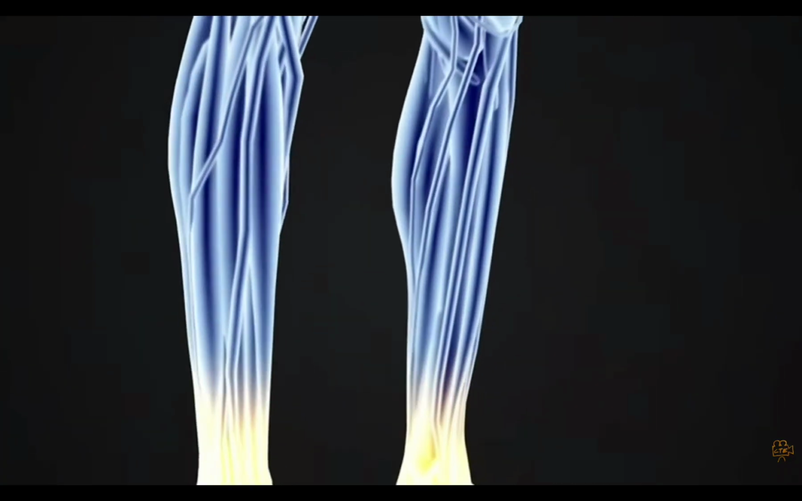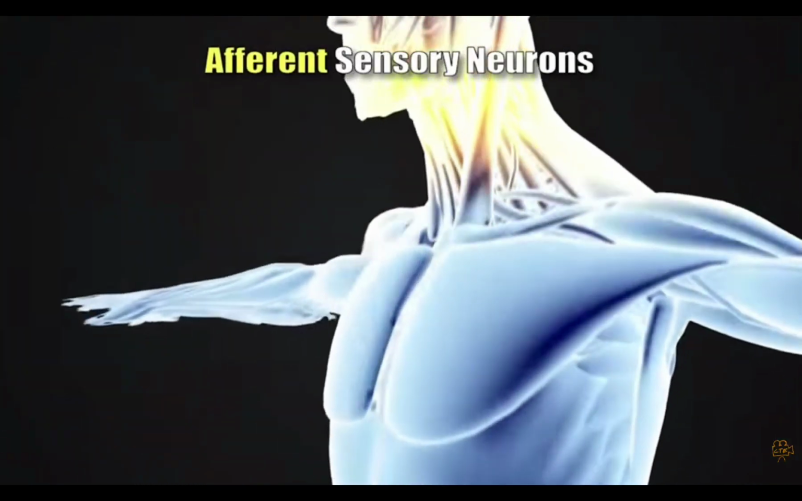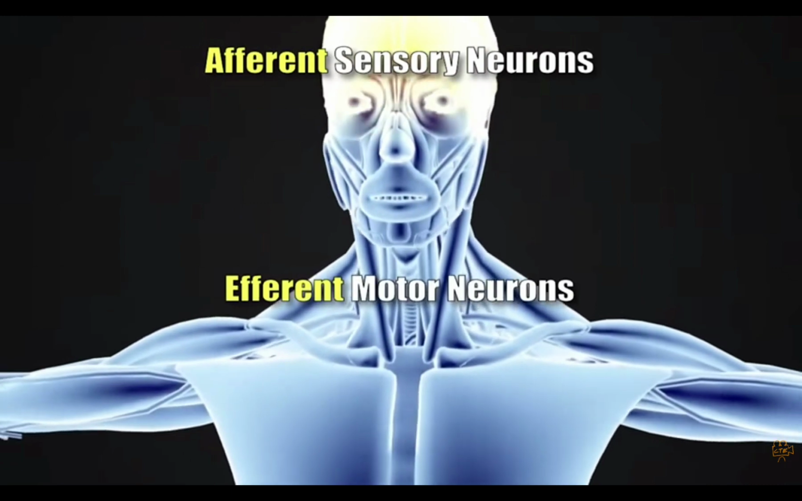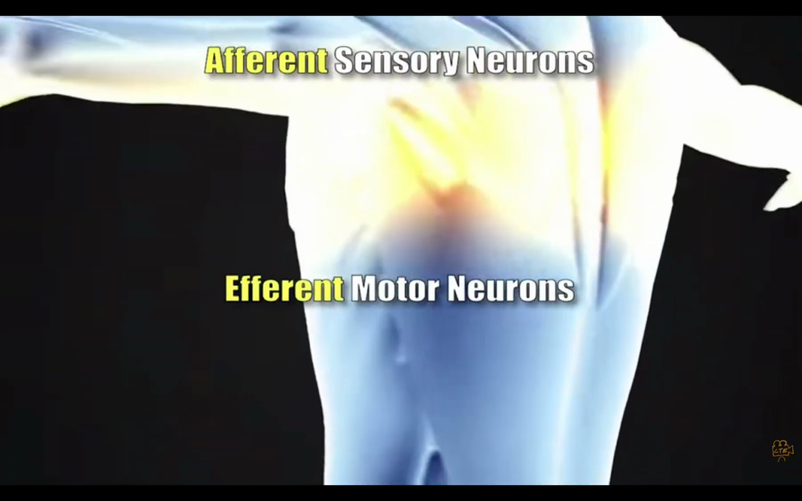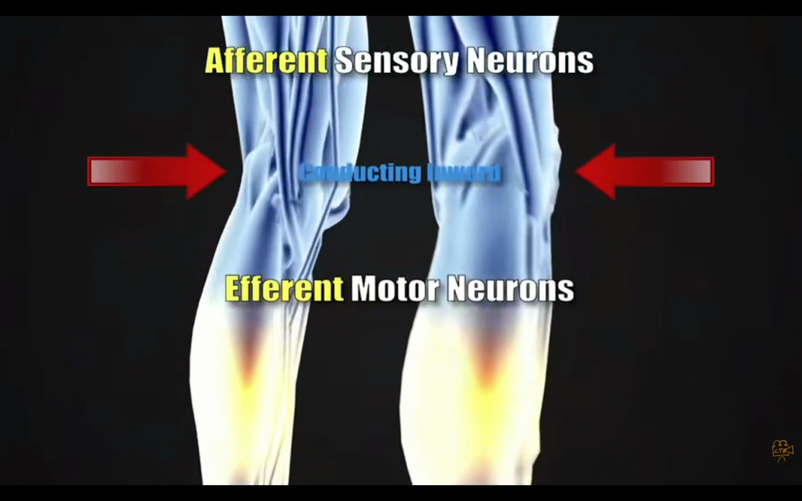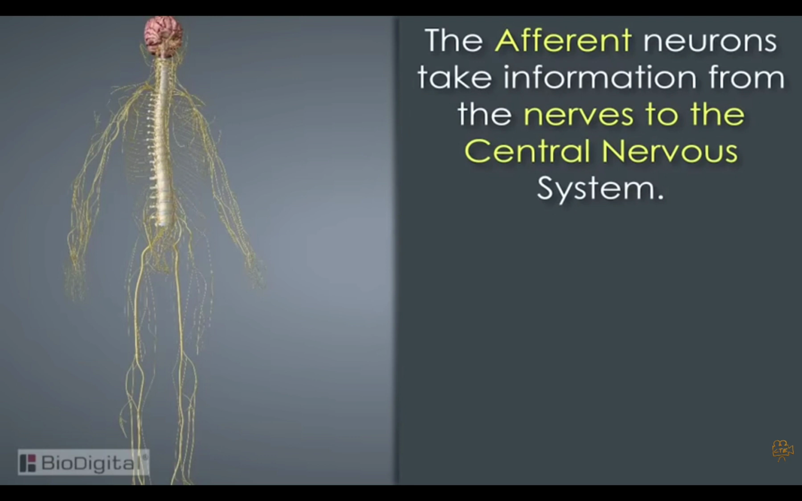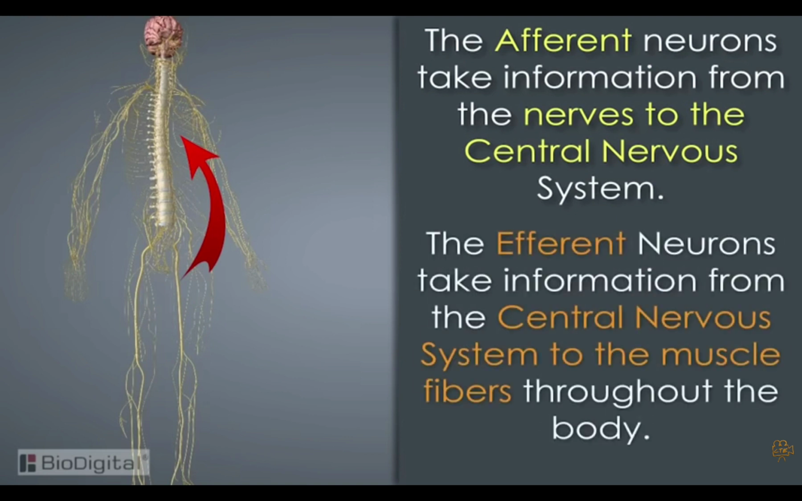The structures that allow this communication to happen between the nerves throughout the body and the central nervous system are known as the afferent sensory neurons and the efferent motor neurons. Now, afferent simply means conducting inward, and efferent means conducting outward. So just like in the spinal nerves, the afferent neurons take information from the nerves to the central nervous system, and the efferent neurons take information from the central nervous system to the muscle fibers throughout the body.